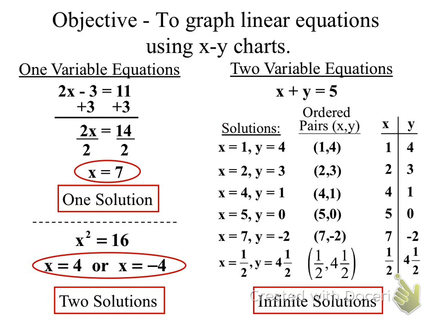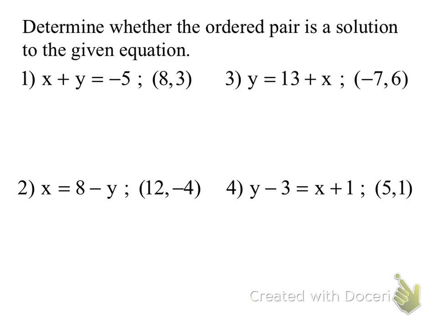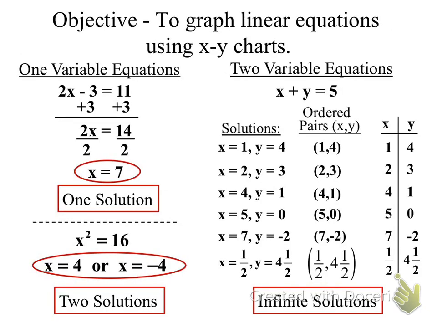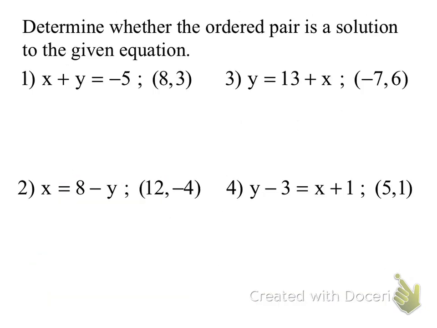Yes. If we make a table, do we have to write the equation like x plus y equals 5 anywhere? I'm going to show you. So the first thing you'll be doing in tonight's homework is determining whether the ordered pair is a solution. We can tell if it's a solution if you substitute in the x, which is 8, and the y, which is 3. 8 plus 3 equals -5? That would be 11. Does that equal -5? No, so it's not a solution.